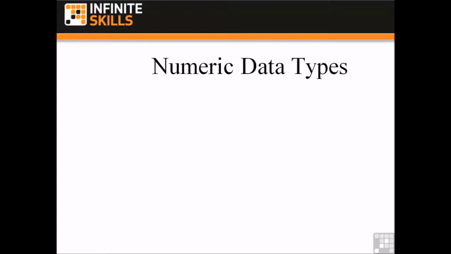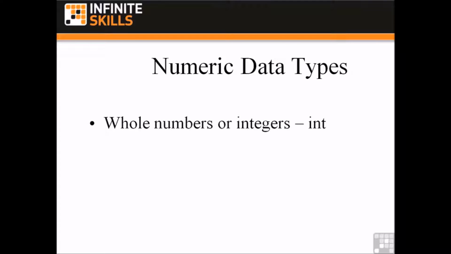The first data types we're going to discuss are the numeric data types. We're going to start with the data type for whole numbers, which are integers, and the keyword for that is int. That's the word we use in C++. An integer can hold a number that contains up to 4 bytes.